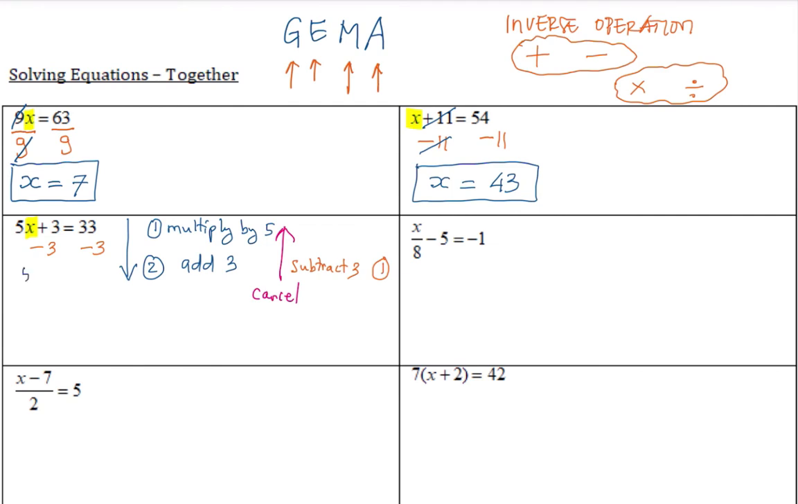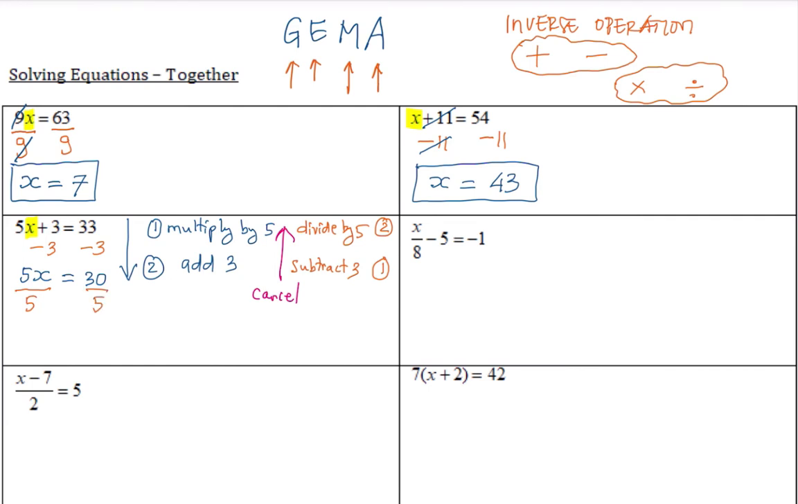And that way, on the left-hand side, I have only 5x. And on the right-hand side, 33 subtracted by 3 is 30. Now next step, I have to cancel multiplication by 5. And to cancel that, I have to divide by 5. So I have to divide by 5 both sides. Divide by 5. Divide by 5.